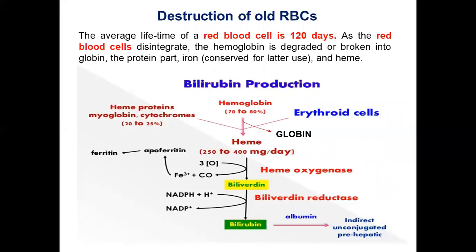The average lifetime of red blood cells is 120 days. As the red blood cells disintegrate, hemoglobin is degraded into globin protein, iron, and heme. Heme is converted to the green pigment biliverdin by heme oxygenase. Biliverdin is converted to the yellow pigment bilirubin by biliverdin reductase. Bilirubin is bound to albumin and transported to the liver.